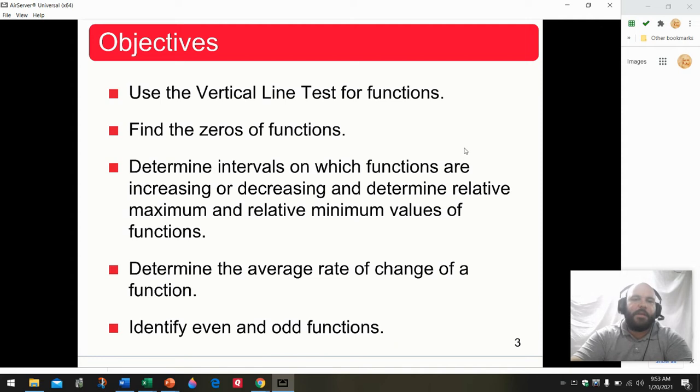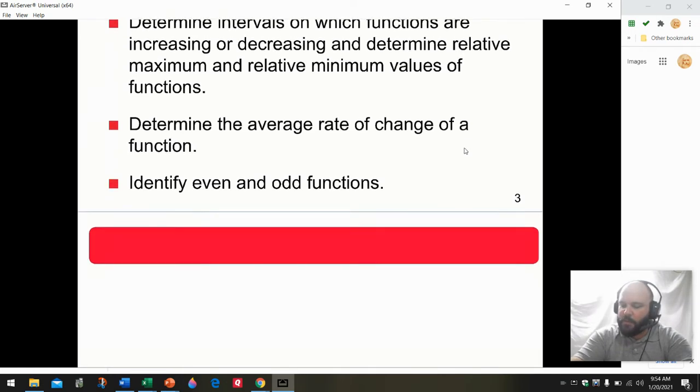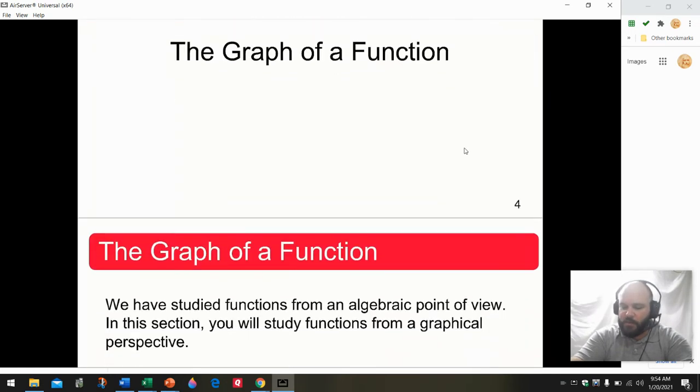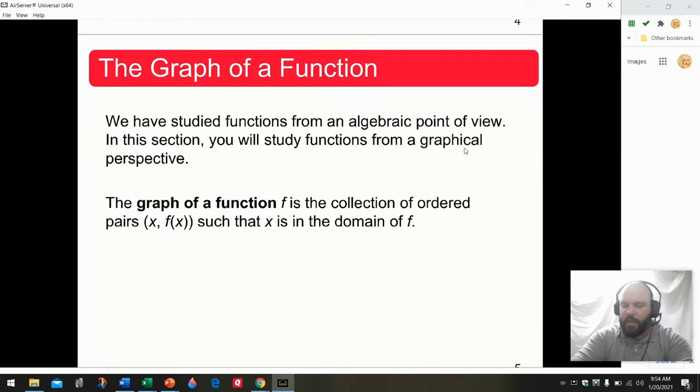We're going to talk about using a vertical line test for functions. We're going to find the zeros of a function. We're going to determine intervals on which functions are increasing or decreasing and determine relative maximum and minimum values of the function. And we are also going to find the average rate of change and identify even and odd functions. So I'll show you how to do each one of those. This section will be broken up into a few different videos here. So we're not going to do all those in one day.